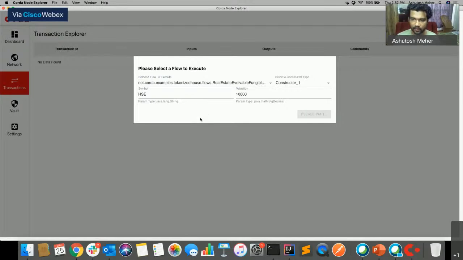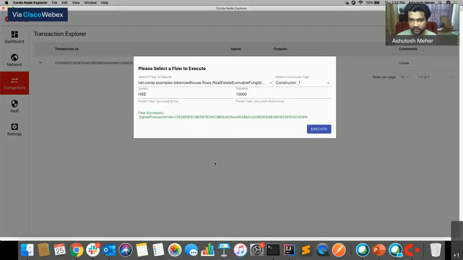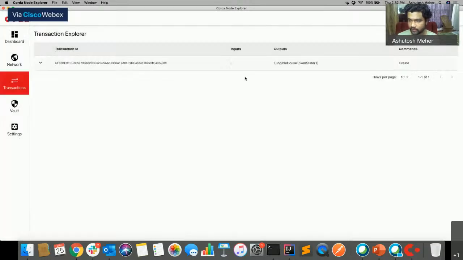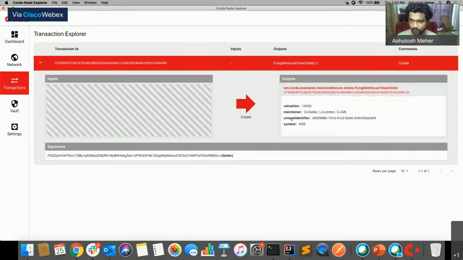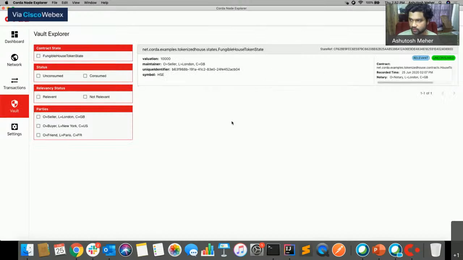When I say execute, the transaction is successful, and you can see that this particular fungible house token was issued onto the ledger, which can also be verified over here in the vault. It's unconsumed, and I have it in my vault available.